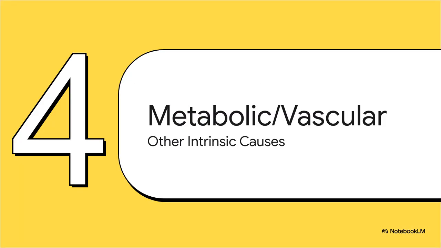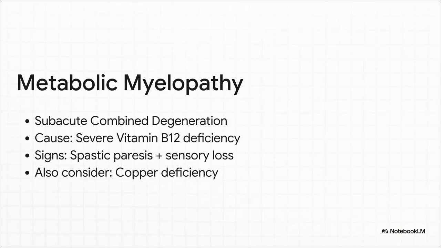All right, so beyond direct inflammation, we also have to keep metabolic problems and vascular issues on our radar as other potential non-compressive causes. Okay, here is a classic clinical picture you have to lock away in your brain. If a patient comes in with this weird combination of upper motor neuron signs, that's spastic weakness, and a loss of their dorsal column functions, like vibration and position sense, you have to think about subacute combined degeneration from B12 deficiency.